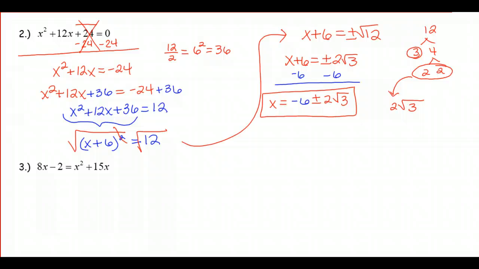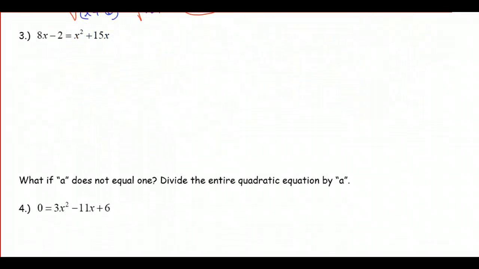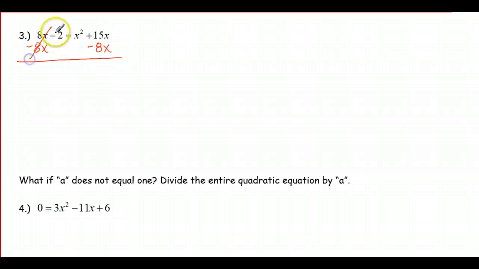All right, let's go ahead and look at example number 3. In example number 3, I need to get my variable terms on one side and my constants on the other. I am going to start by subtracting 8x from both sides of the equation. And when I do that, I'm going to subtract it from its like term on the right, which is the 15x. We get negative 2 equals x squared plus 7x.